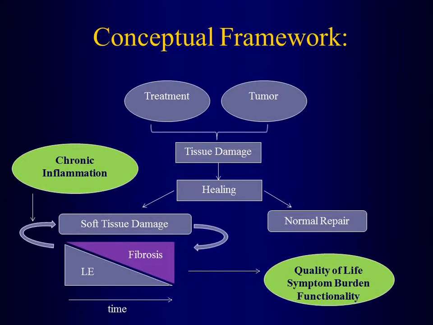So here's a conceptual framework which is applicable to the head and neck patient population, where treatment, which is surgery and radiation with or without chemotherapy, and or tumor cause tissue damage. We heal, and we can have a normal repair process where we go basically back towards a normal functional status. But more often than not, what will happen is we get soft tissue damage that results in some degree of lymphedema and or fibrosis. And these two processes can occur simultaneously.